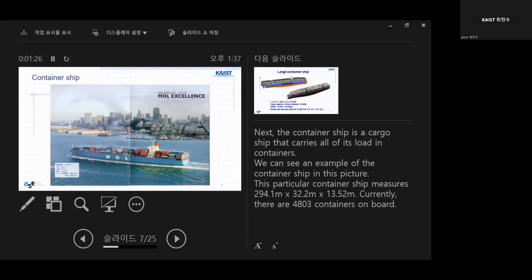Next, the container ship is a cargo ship that carries all of its load in containers. You can see an example of the container ship in this picture. This particular container ship measures 294.1 meters in length, 32.2 meters in width, and 13.52 meters in depth. In total, there are 4,083 containers on board.